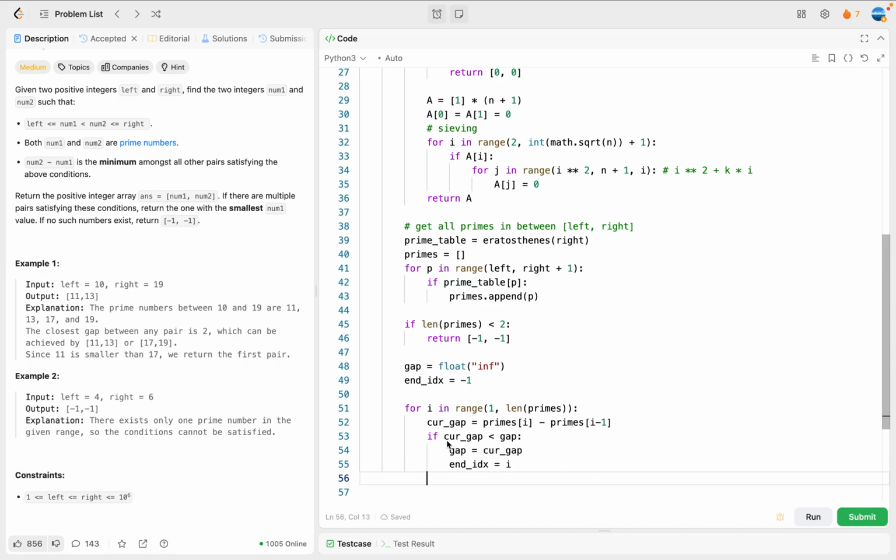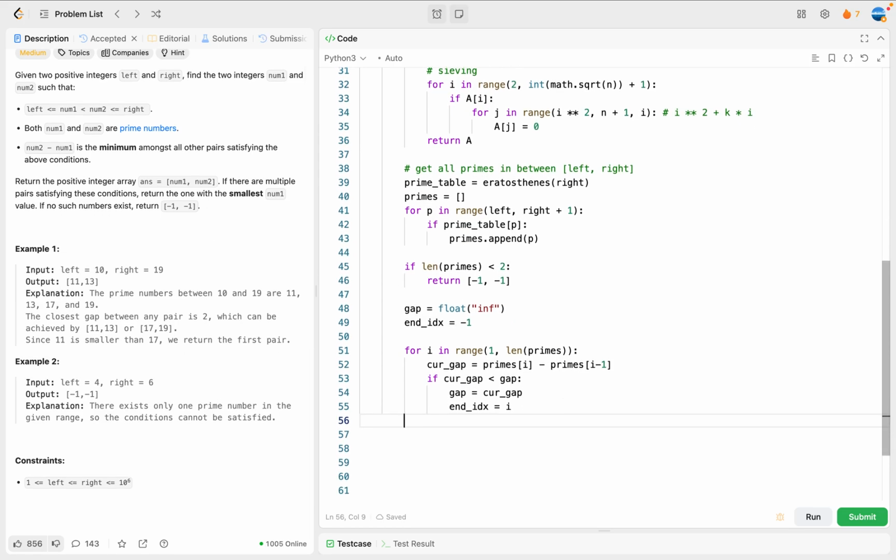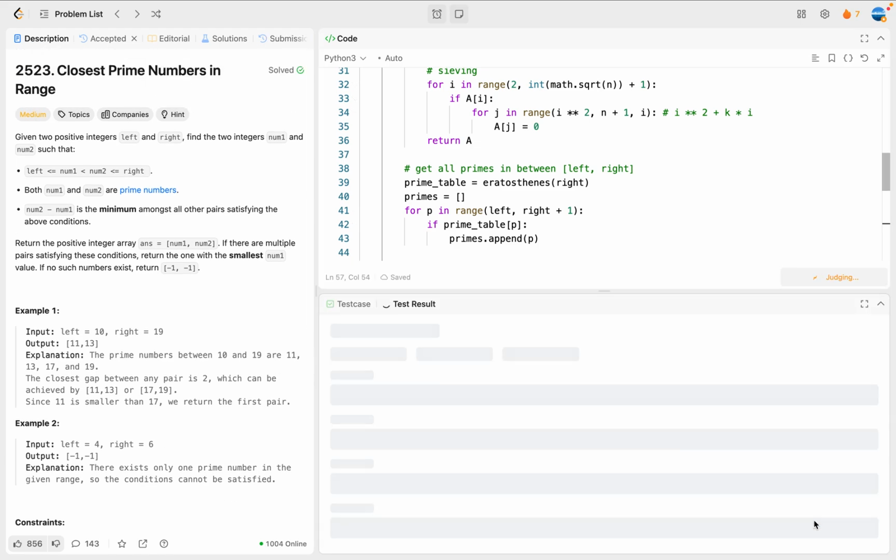If the current gap is exactly equal to the previous gap, we don't need to do the update because of the requirement for the return, right? So now what we do is this. Because we have at least 2 numbers, we must have a good return. So the 2 numbers would be primes end index -1, and primes end index. So this will be a solution to this problem. Let me check it to see if we write it right.